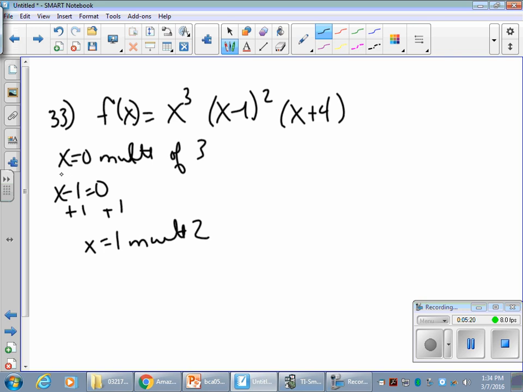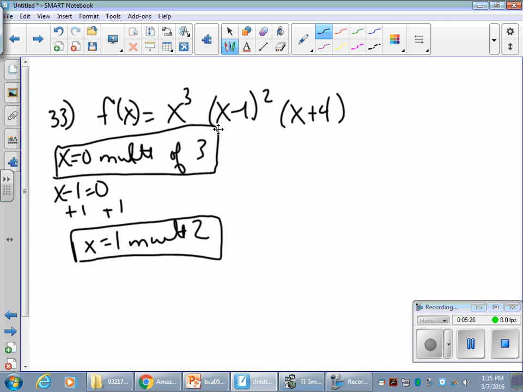So x equals 0 with a multiplicity of 3. X equals 1 because x minus 1 is a factor. That happens twice. And then if I set x plus 4 equal to 0 and solve it, I get negative 4. And you can write multiplicity 1, or you can just write x equals negative 4. It just happens one time. And that's how you do that one.